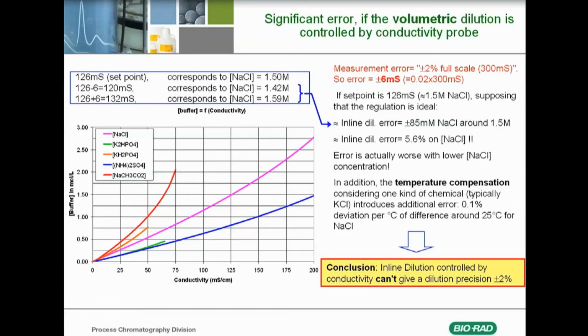And you are not using KCl, you are using something else. This is going to bring an additional error, typically 0.1% for each degree Celsius around 25 degrees. So at the end, in fact, you try to control an inline dilution with an instrument which has at least a 5.6% error. So this is why our conclusion is, okay, inline dilution controlled by conductivity is good if you directly work with ionic strength, but it is really not the optimal solution if you want to work in volumetric, i.e. to obtain a target conductivity.